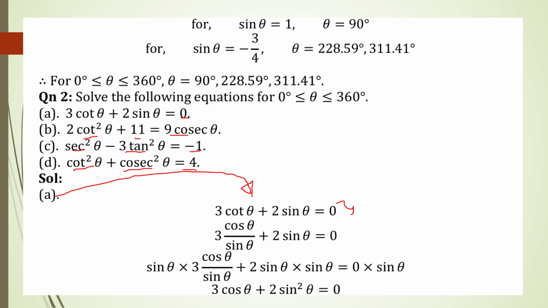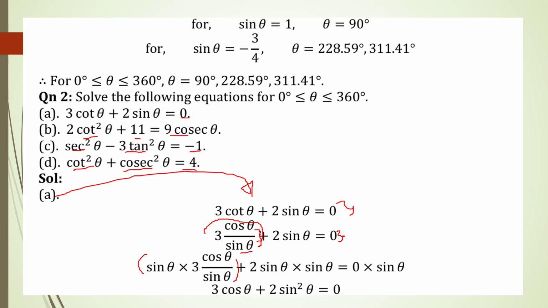But cot theta is the same as the reciprocal of tan, which is the same as 3 cos theta divided by sin theta, then plus 2 sin theta equal to 0. Now for this case, the LCM is going to be sin theta. So remember that we said that when you have an equal sign and you get the LCM, you have to multiply every value throughout by that particular LCM. So once you do that, you're going to have sin theta times the first value, then to get this.